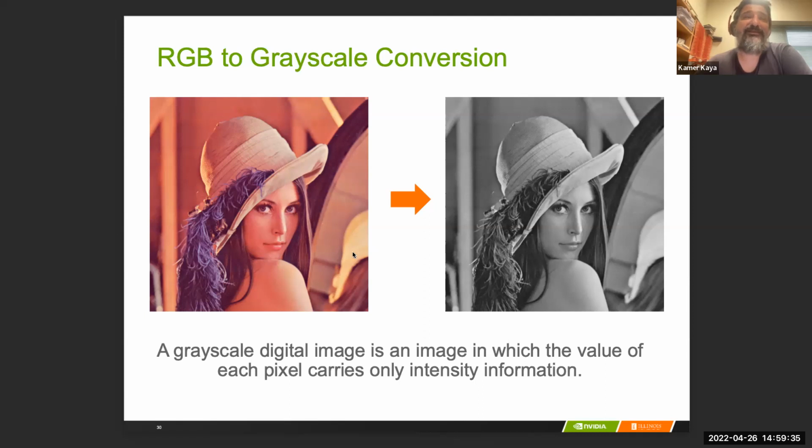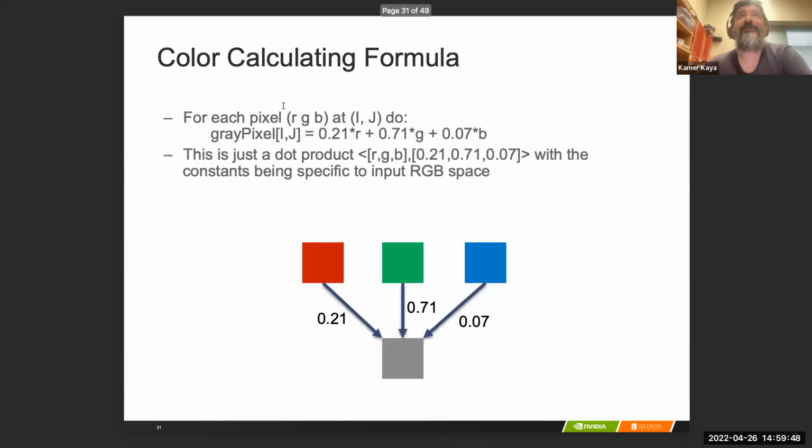So there is a formula for that. You again get the image, get the pixel. If you're a thread, get your pixel, do some computation, and write it to the output. So a grayscale digital image is an image in which the value of each pixel carries only the intensity information. Okay, and that's the formula. For each RGB pixel at ij, gray pixel ij is equal to 0.21 times R, plus 0.71 times G, plus 0.07 times B.